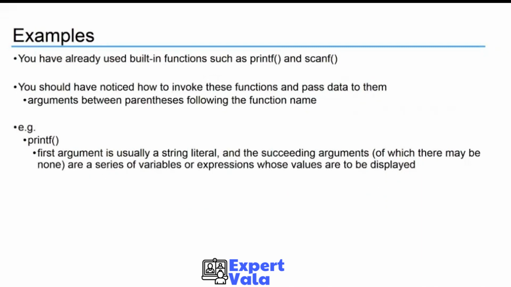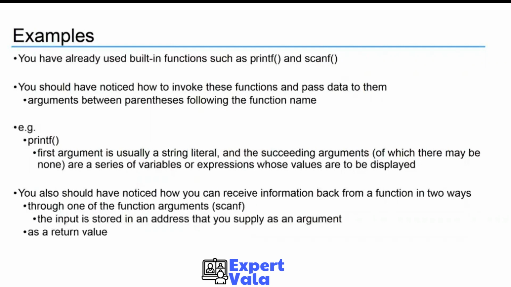The first argument to the printf function, which is the data that we are passing to it, was a string literal. It was all those characters inside of double quotes. And then we also had arguments, of which there could have been zero or many. There were variable arguments, which were a series of variables or expressions whose values were to be displayed. So remember, if we had any format specified in the first argument, we would then have the variables in the subsequent arguments. So were you able to pass data to the printf function?